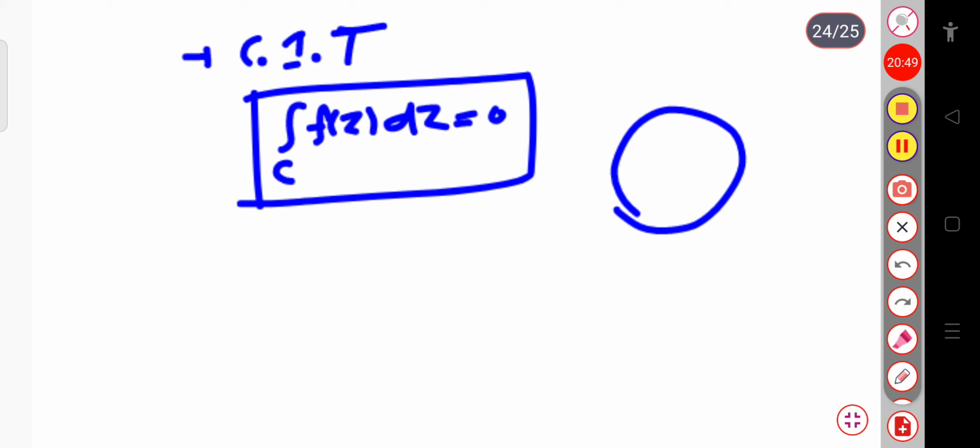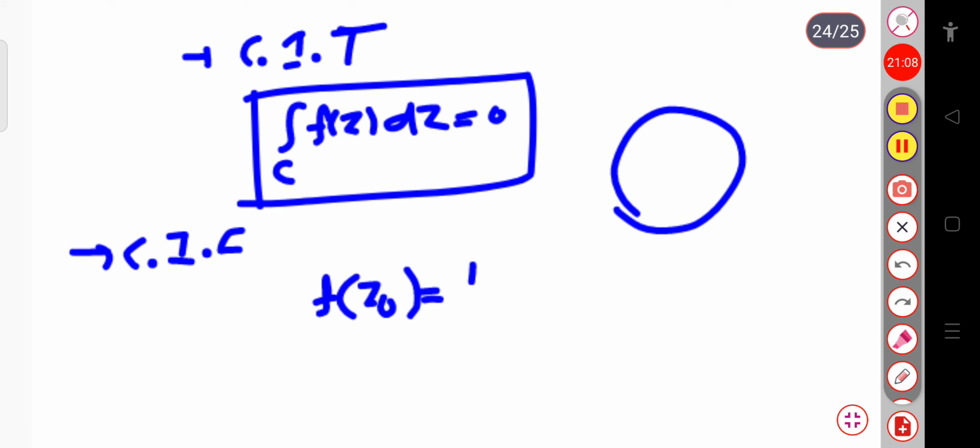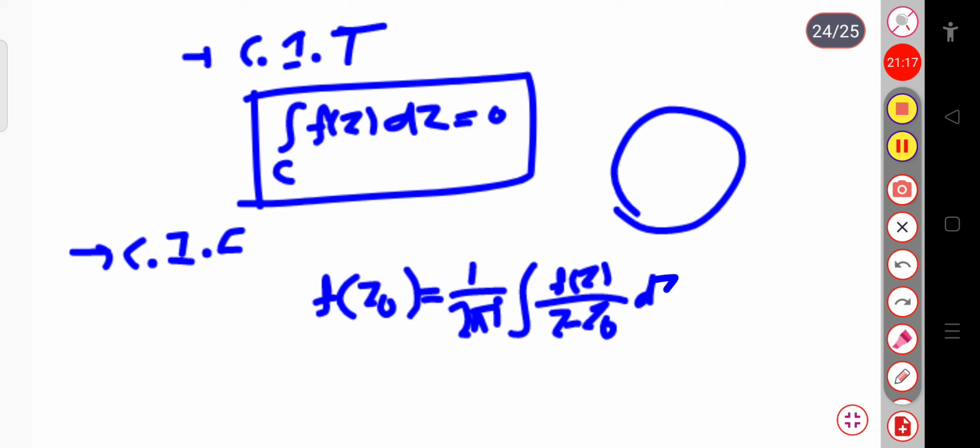And similarly, Cauchy's integral formula: if the function f of z is analytic and single valued within and on the closed contour C, then the function at the point z0 can be represented as equal to 1 by 2 pi i times the integration over f of z divided by z minus z0 into dz. And here the integral is taken in the counterclockwise sense.